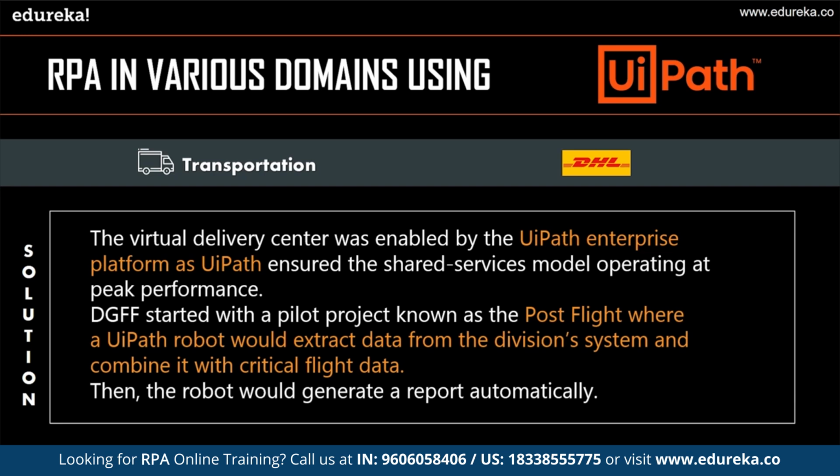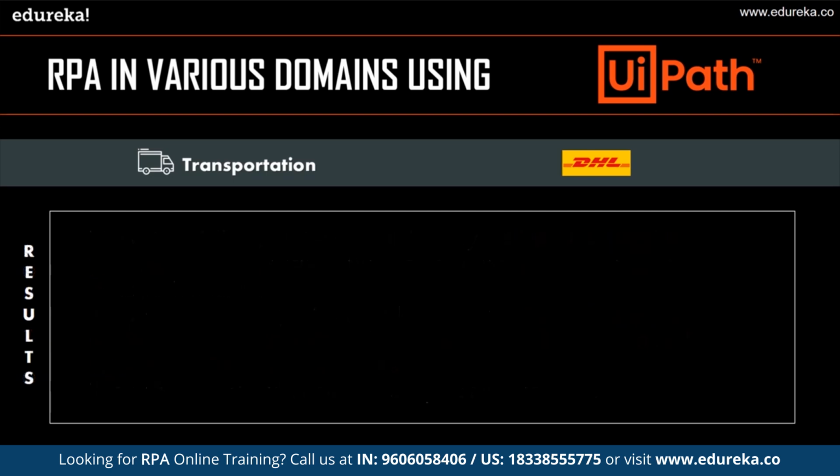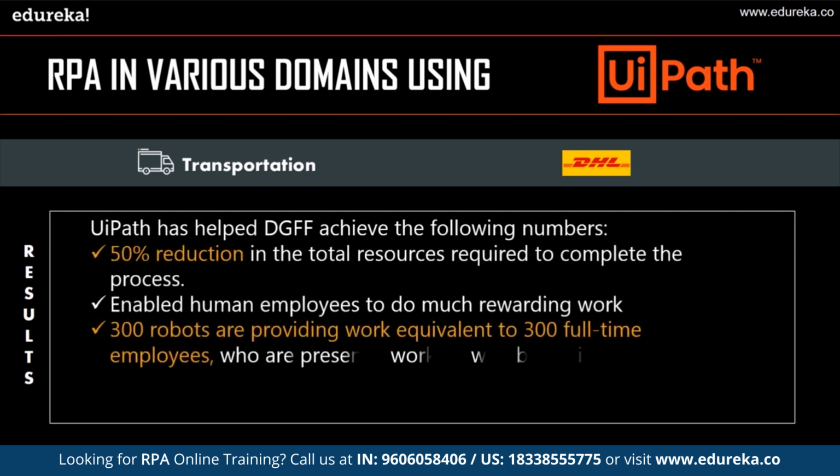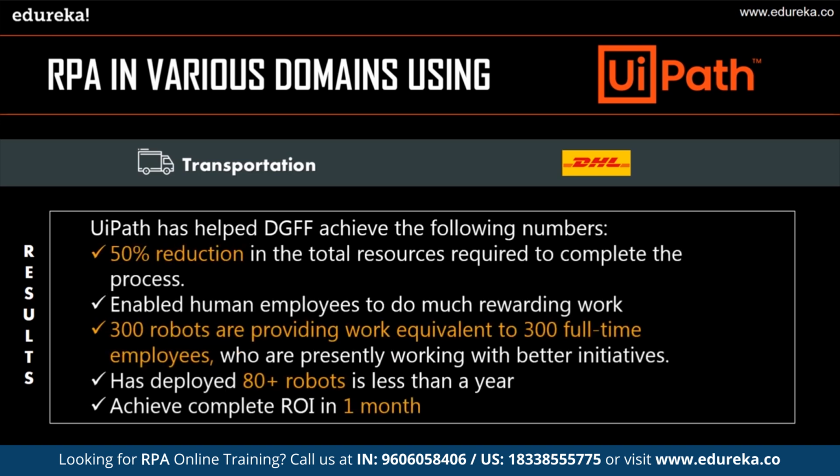After the pilot project was successful, the team started a center of excellence to define the standards for RPA-based automation, such as the configuration and services for DGFF. If we talk by the numbers, UiPath has helped DGFF achieve around 50% reduction in the total resources required to complete the process and enable human employees to do much more rewarding work. Around 300 robots are providing work equivalent to 300 full-time employees who are presently working on better initiatives, and the company has deployed more than 80 robots in less than a year. This initiative picked up by DGFF has helped it achieve around complete ROI in 1 month.